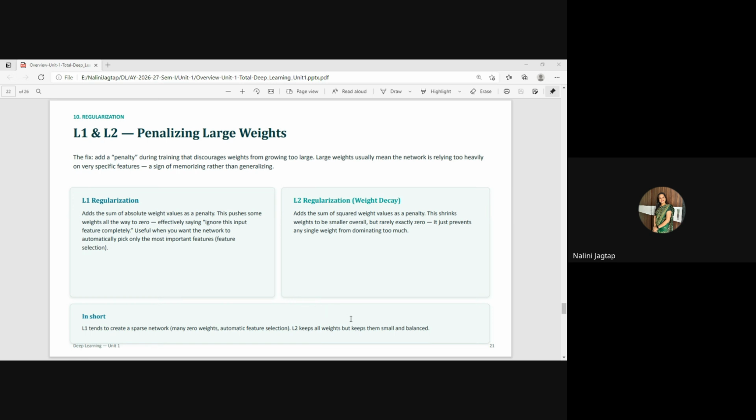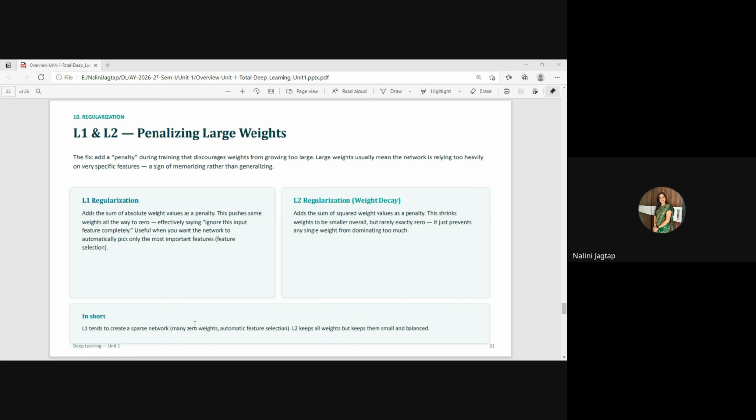So this produces a smoother, more evenly distributed shrinking effect across all weights, keeping each individual weight modest in size without typically forcing any of them all the way down to exactly zero. Correct. So in short, L1 tends to produce a sparse network with many weights switched off entirely, and L2 tends to produce a dense network where each weight remains active but kept comfortably small and well balanced.